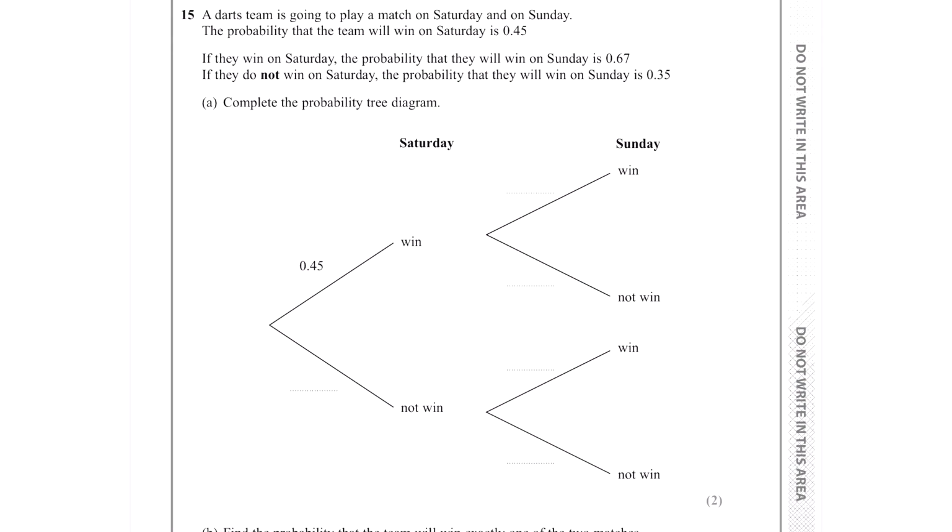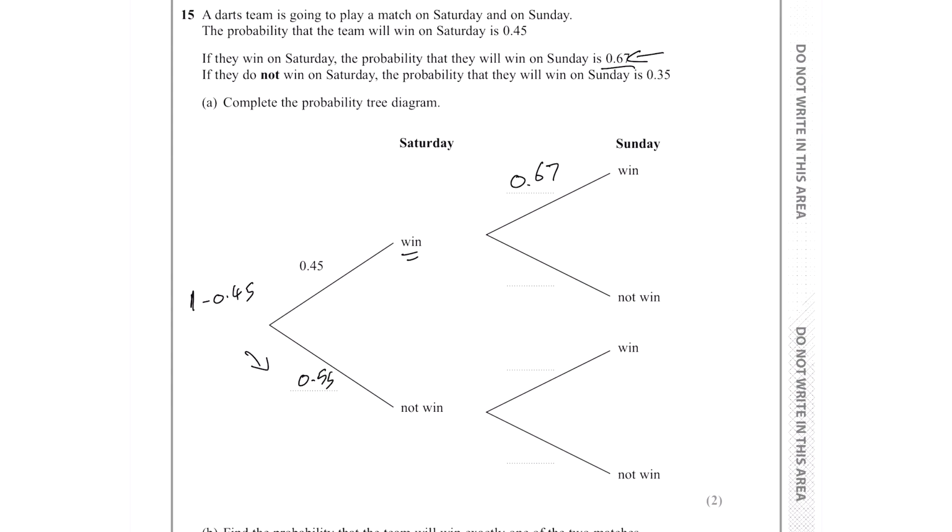So we know probability adds up to 1. So the probability that they lose must be 1 minus 0.45, which is 0.55. And now we've been told in the question that if they win, the probability that they'll win again on Sunday is 0.67, so we can write that there.